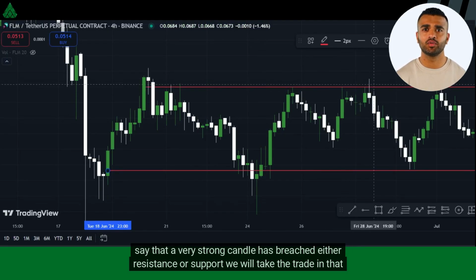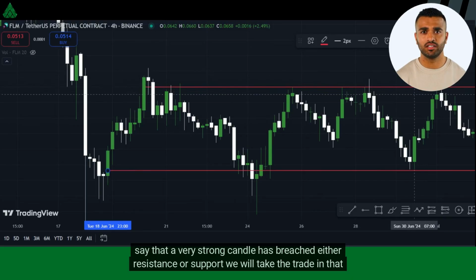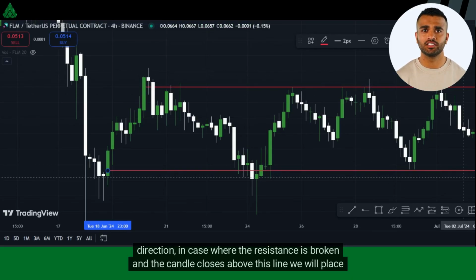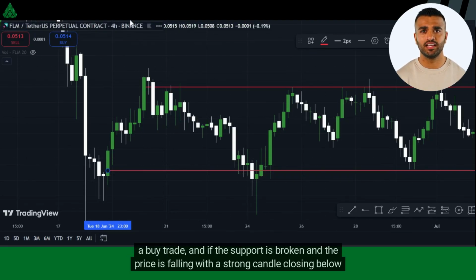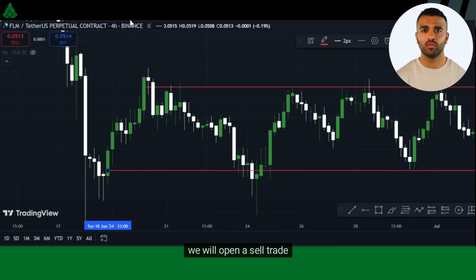Let's say that a very strong candle has breached either resistance or support. We will take the trade in that direction. In case the resistance is broken and the candle closes above this line, we will place a buy trade. And if the support is broken and the price is falling with a strong candle closing below, we will open a sell trade.